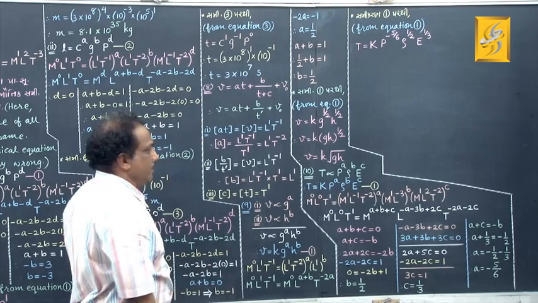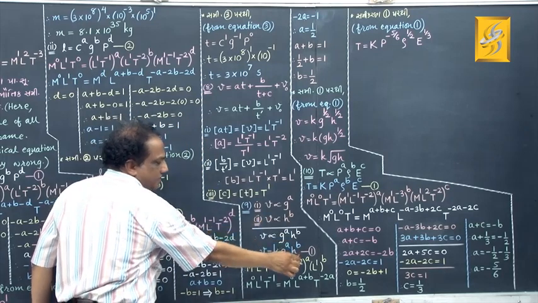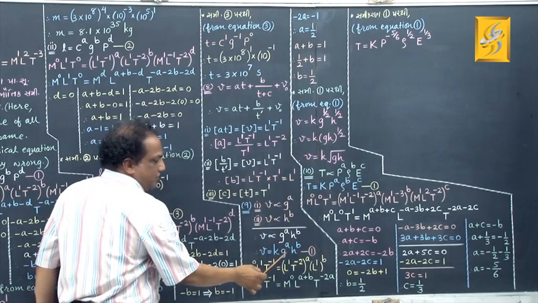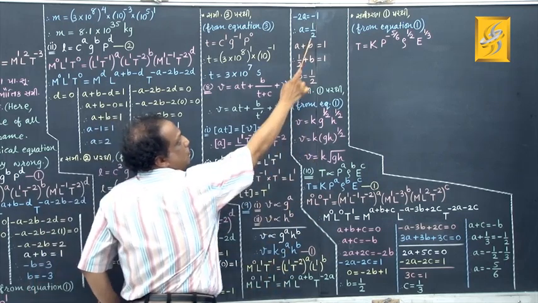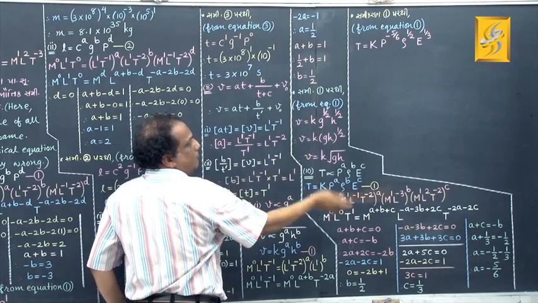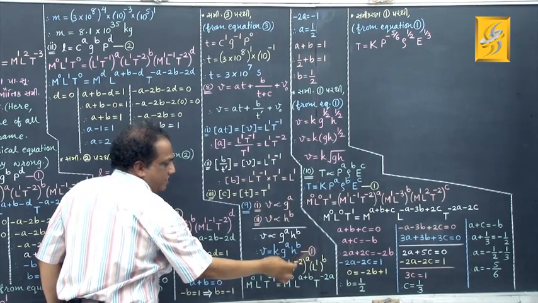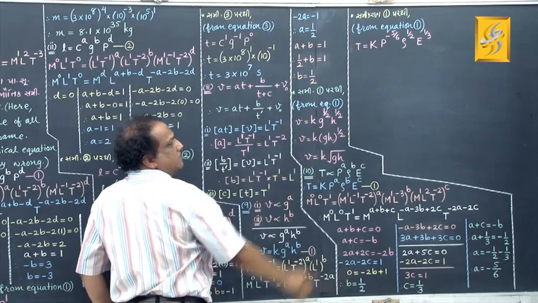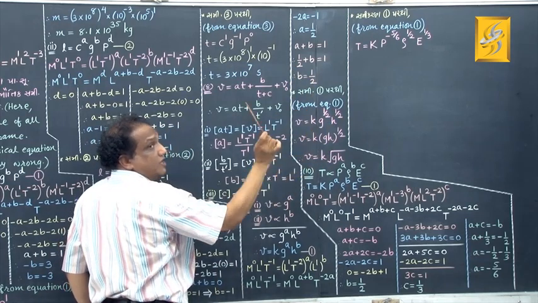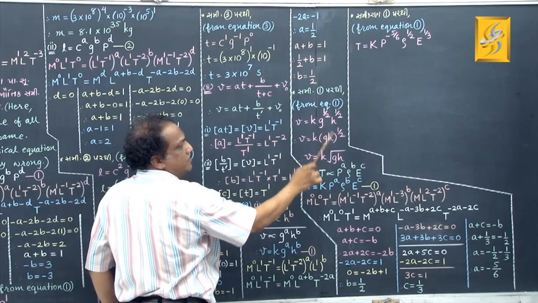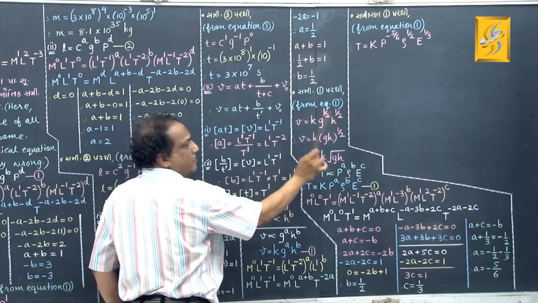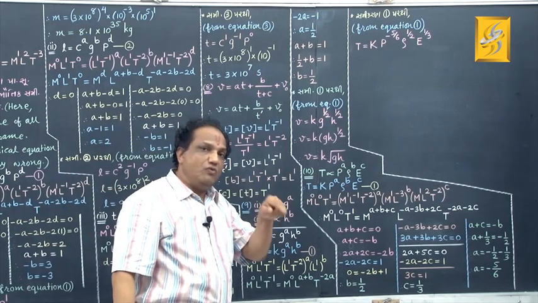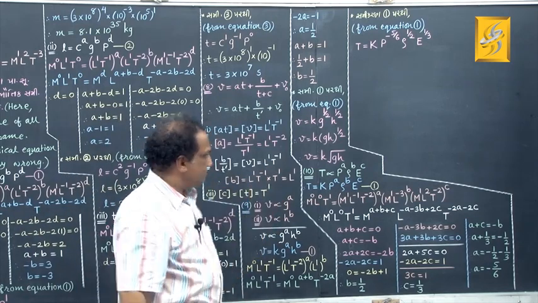Put them back in equation number 1 here, correct? V equals small k into G raised to A. What is the A value? 1 by 2. What about H raised to B? B is also 1 by 2, correct? Small k as it is, you can rewrite this step this way, G into H whole raised to 1 by 2, correct? Because you know A raised to M into B raised to M will be A into B whole raised to M, correct?